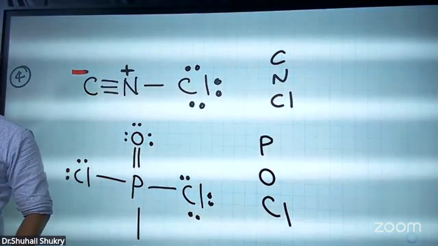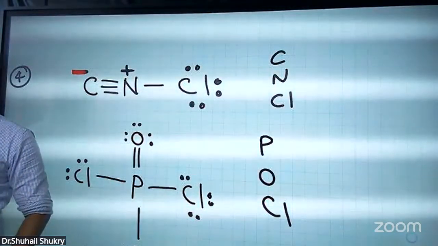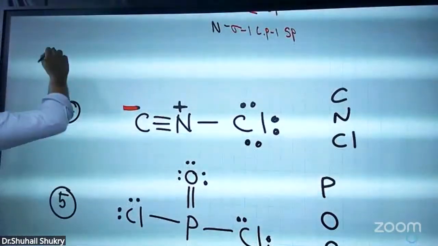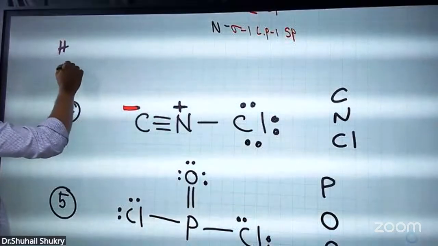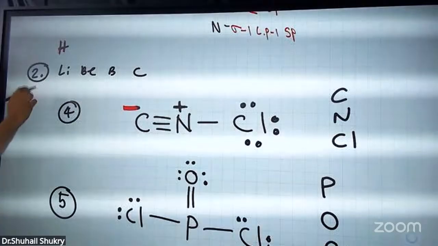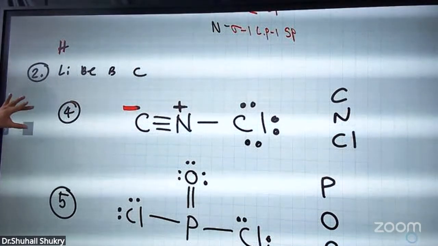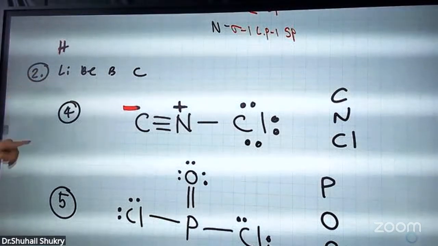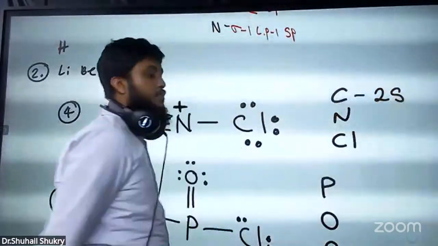Tell me, which period does carbon belong to? If you write the periodic table: hydrogen, helium, then lithium, beryllium, boron, carbon. Carbon belongs to the second period. Therefore, which s orbital will be involved? The second period's s orbital. So carbon is involved in the 2s orbital, which is the correct answer.